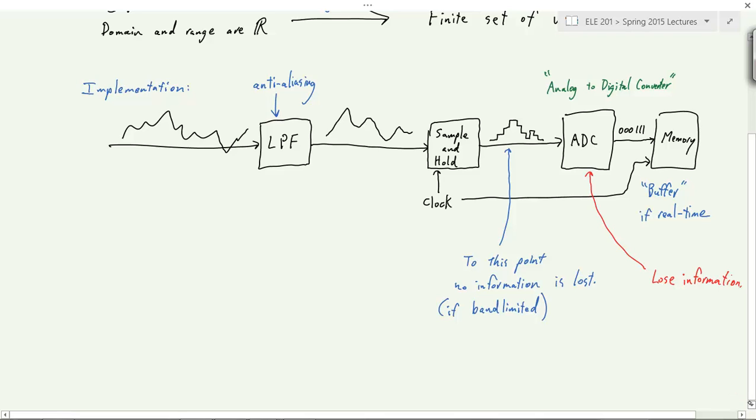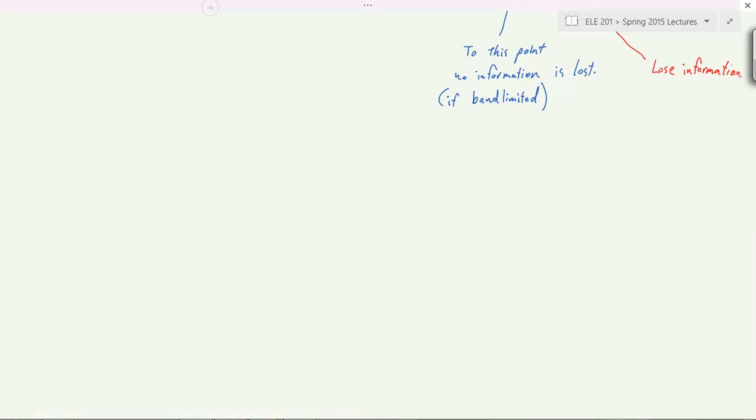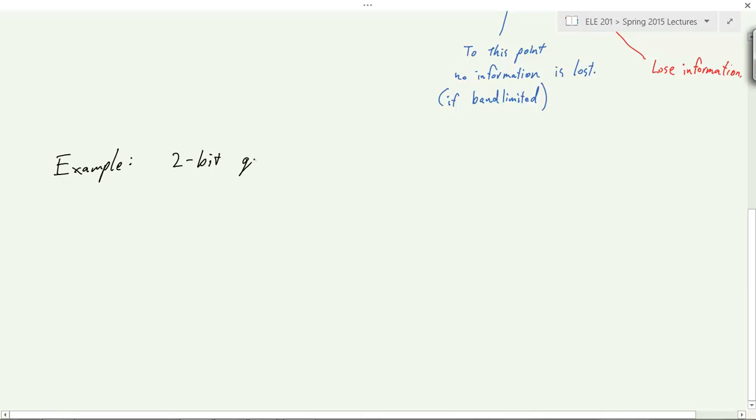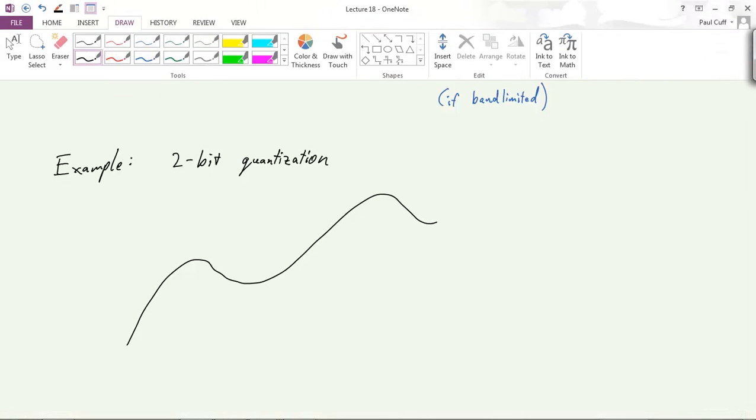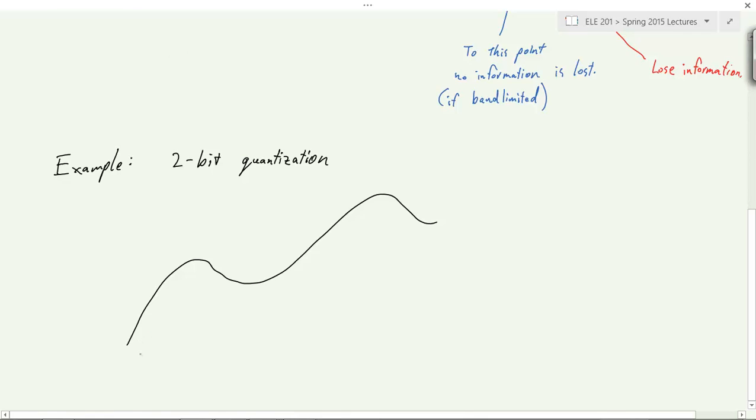Okay, so let's give an example of quantization so you know what we're talking about here. So, for example, here's 2-bit quantization. Suppose you have some signal to begin with. Okay, and we're going to first sample it at certain moments in time. So we take these samples.